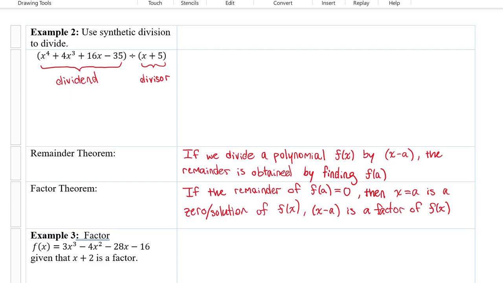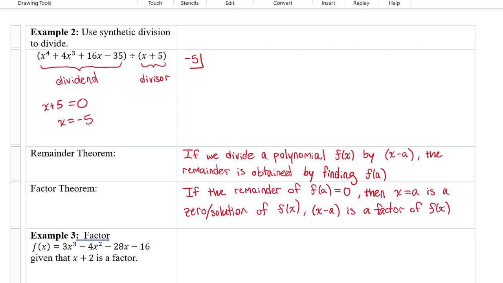So I'm going to start by taking my divisor, x plus 5, and setting it equal to 0, and solving. So that would give me -5. I subtract both sides by 5. That's going to become my box number in synthetic division.